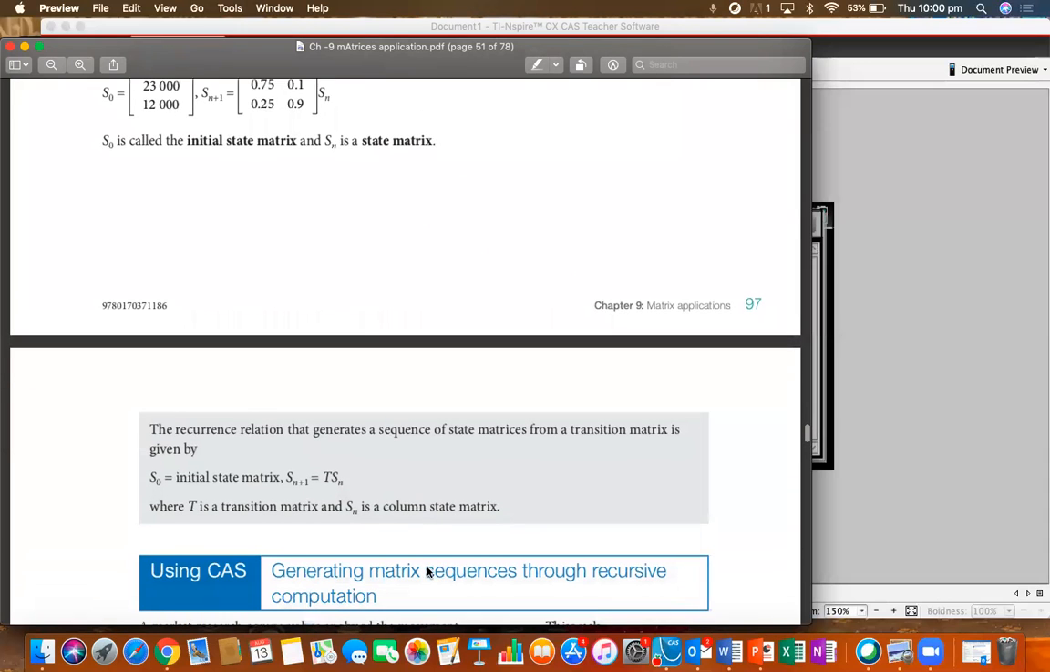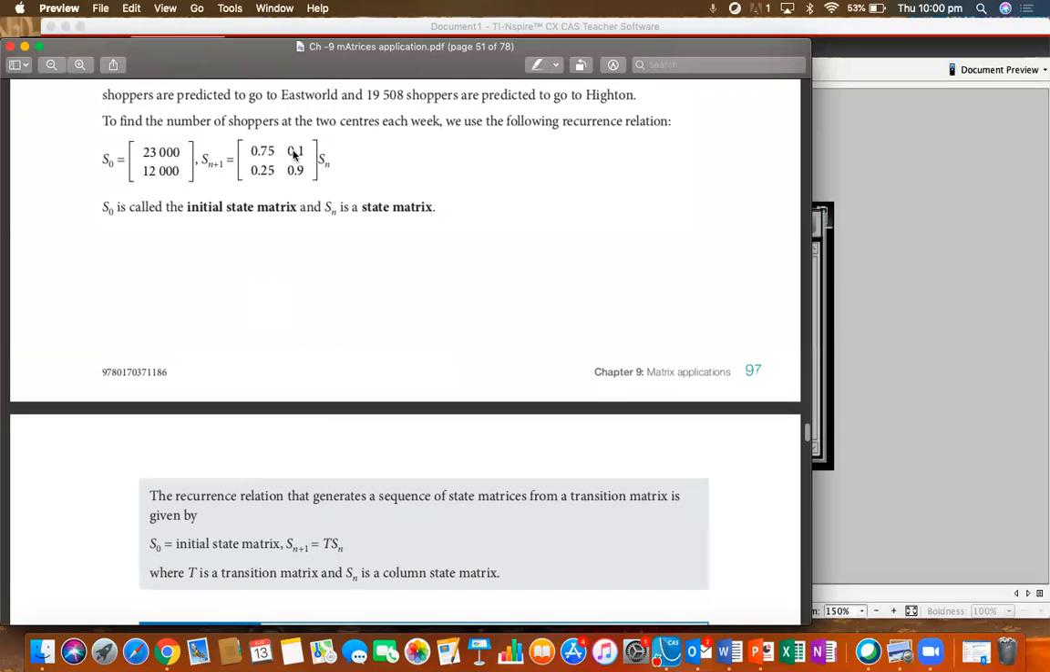Then the recurrence relation that we will be using is S0, your initial state matrix, which was this one in this case, and then S(n+1) equals T times Sn. To find the prediction for the next week, we multiply the transition matrix, T, by the value of this week, that's your Sn. You need to remember that it's the transition matrix times whatever your current matrix is. Remember that, it's really important. Note it down for your notes.